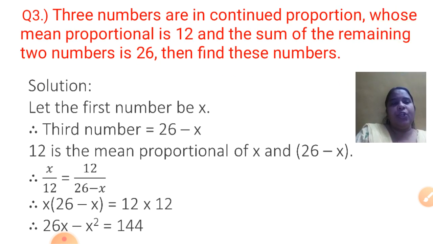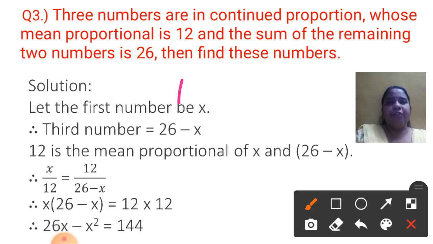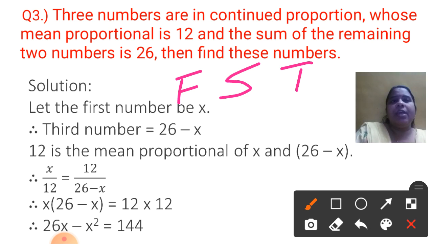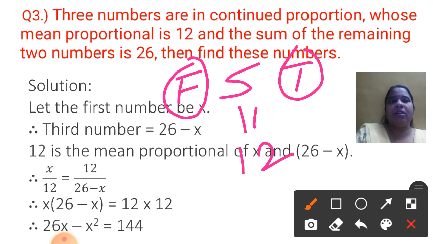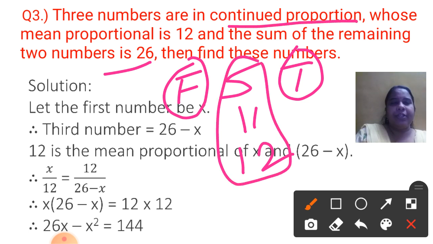3 numbers are in continued proportion. Okay. 3 numbers. First number, second number and third number. Try to understand this. They are in continued proportion whose mean proportional is 12. It means that the second number is 12. Okay. And the sum of the remaining 2 numbers is 26. It means the sum of the first number and the third number is 26. I hope the first part is understood what is given. 3 numbers, I am taking first number, second number and third number. They are in continued proportion. Second one value is given to you, that it is 12.